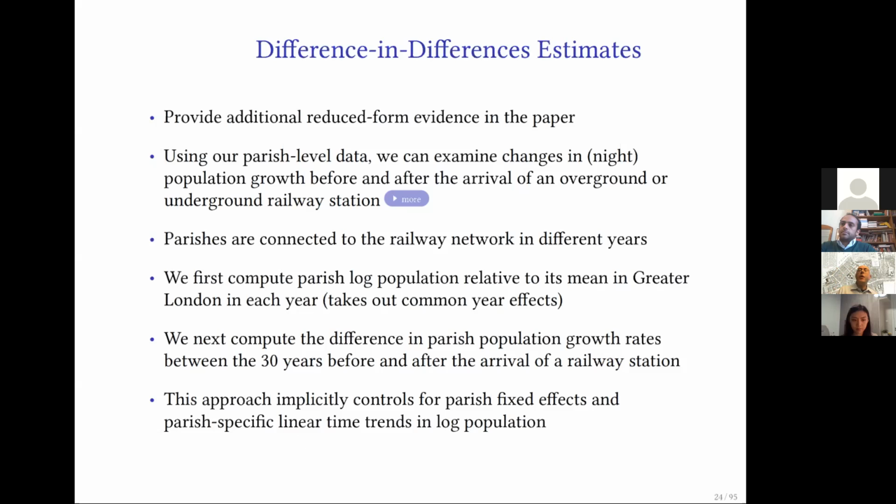What's going to be our second difference? Well, we're going to look at the 30-year period after the arrival of the railway station, and we're going to compute another rate of population growth during that 30-year period after the arrival of the railway. Again, that's going to difference out any unobserved heterogeneity in the level of population in those locations, and that's going to be our second difference. And so what is the difference in difference? Well, we're just going to take the difference between those two 30-year population growth rates. In other words, we're going to look at the acceleration in population growth relative to its trend following the arrival of a railway station. And what do we see?